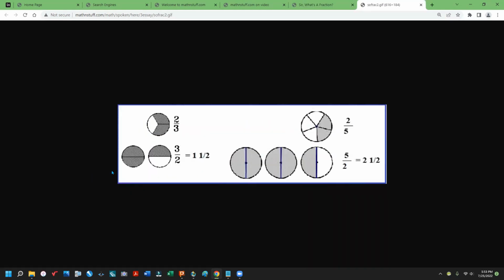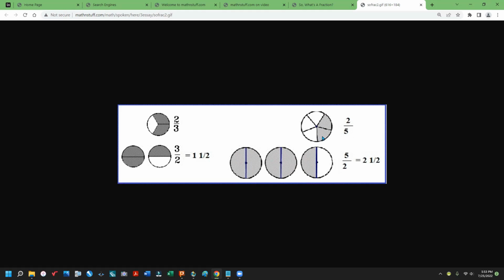Next thing I'd like to talk about is the fact that it's really important that you put your numbers in the right place. The top tells you how many pieces you have under consideration. The bottom tells you how many pieces there are in one whole. In this picture, we have 1 circle. 2 out of the 3 pieces are colored in. In this picture, we have halves in the circles. We have 3 halves, so we have 1 1/2.